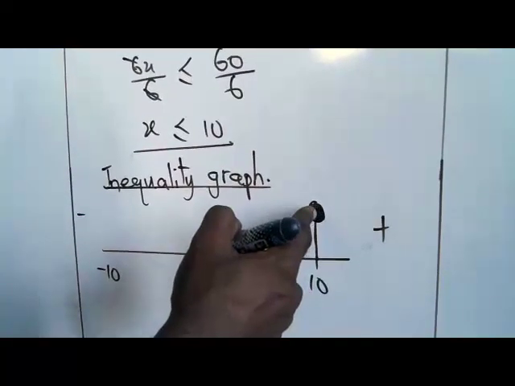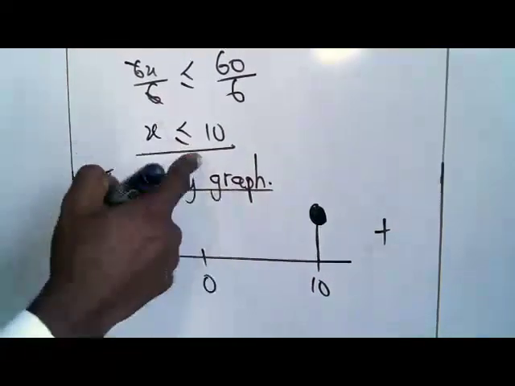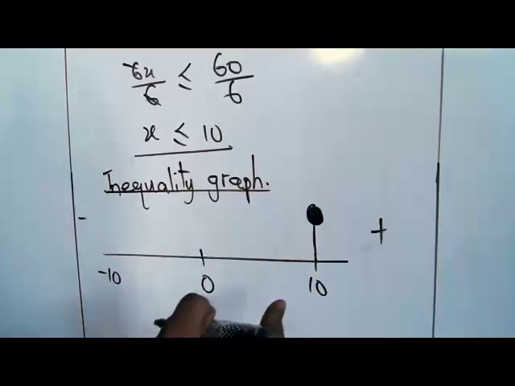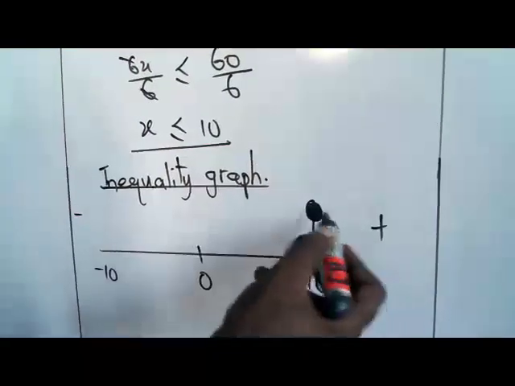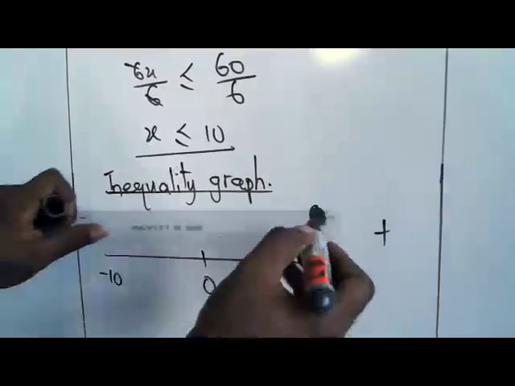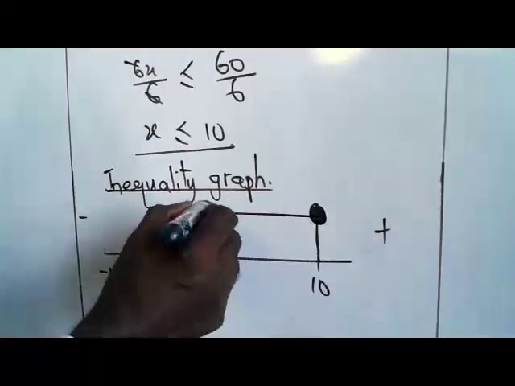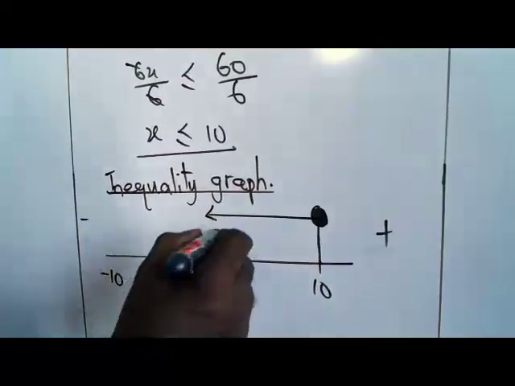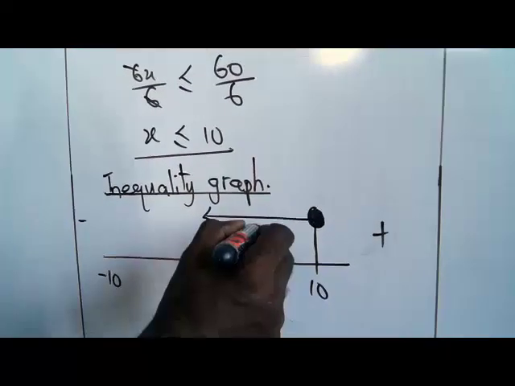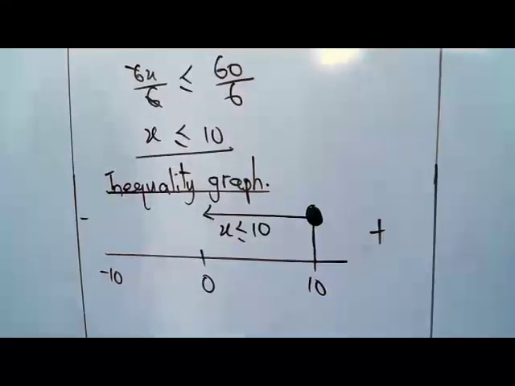I wouldn't shade it. But because it's less than or equal to, it's a double way thing, so that's why I'm shading it. Now my arrow must face a direction that is less than or equal to 10. So the values that are less than or equal to 10 are here. So this will be x less than or equal to 10. I'm just adding this to what you're asked to solve anyway.